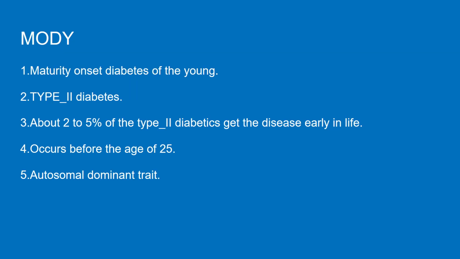MODY, maturity onset diabetes of the young. It is a type 2 diabetes. About 2% to 5% of the type 2 diabetics get the disease early in life, before the age of 25.